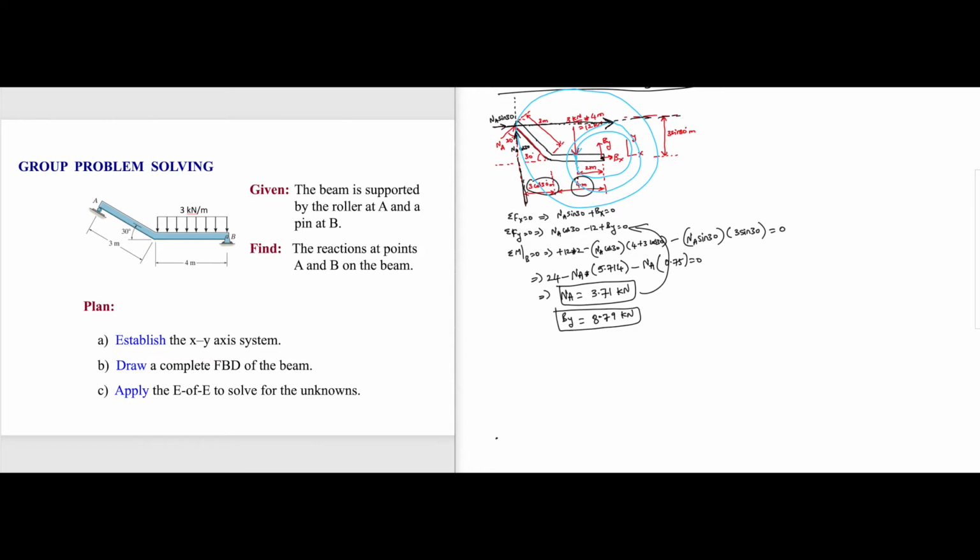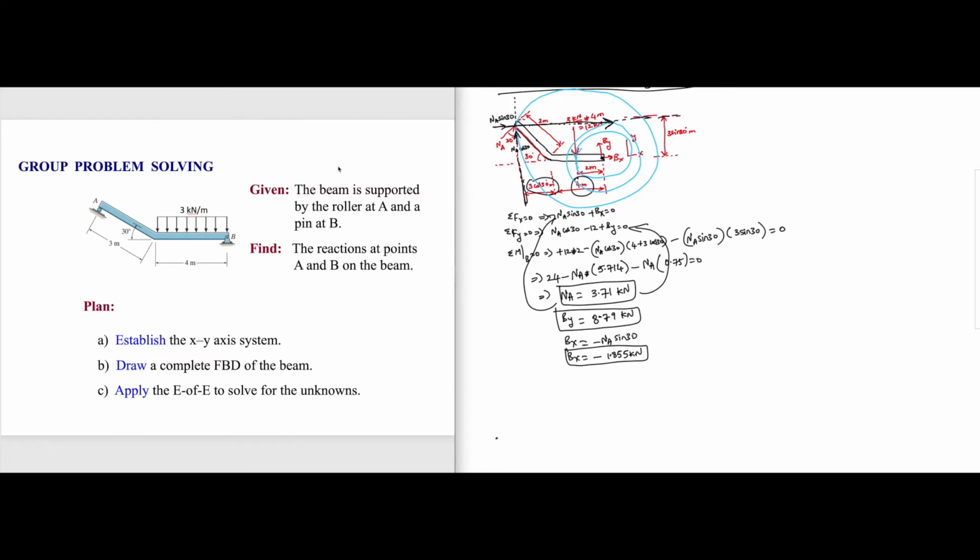Can we get Bx? Plug in NA to that equation. Then Bx would be negative NA sine 30. So Bx would be negative, NA is 3.71, sine 30. So we've got 1.855. That is Bx.